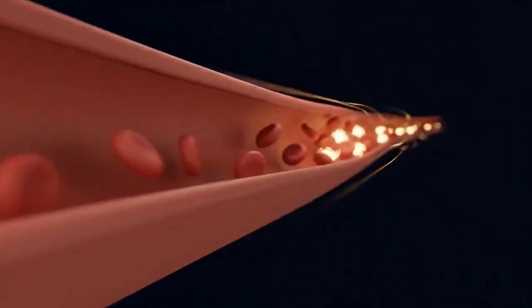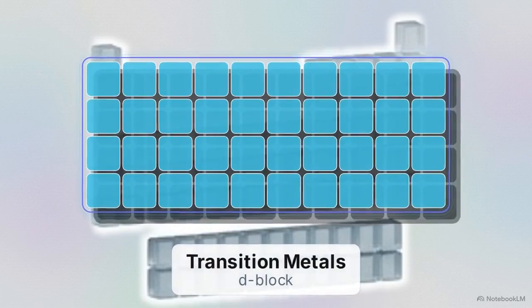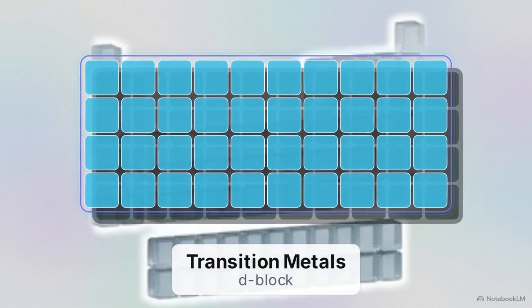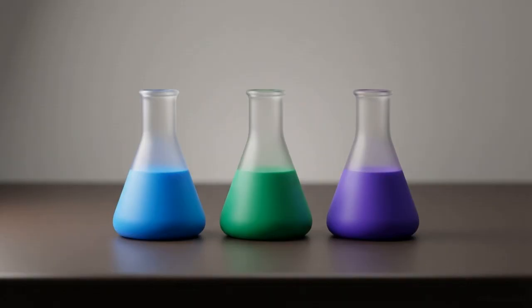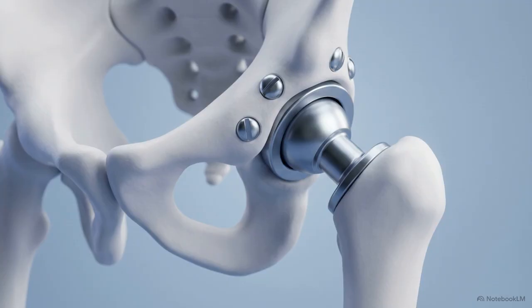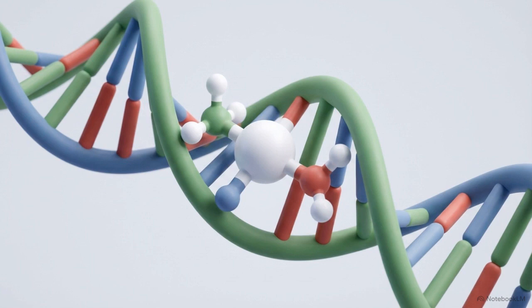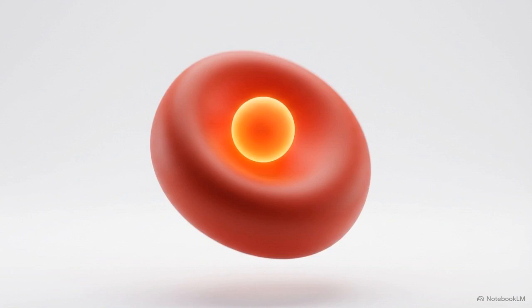The center of the table houses the D block, known as the transition metals. These elements can lose different numbers of electrons, which allows them to form complex, brightly colored compounds. Titanium provides the strength and biocompatibility needed for bone screws and hip implants. Platinum compounds like cisplatin inhibit DNA replication to treat specific cancers, while iron anchors the hemoglobin in our blood.